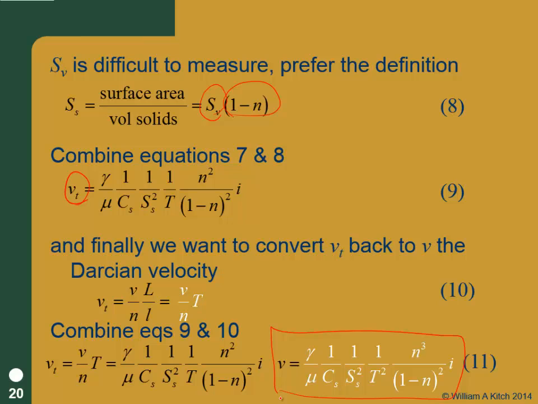So now we have a nice, neat equation for the Darcian velocity as a function of the things that are going to be important in the soil. So it's going to be a function of the fluid properties. We know what those are.